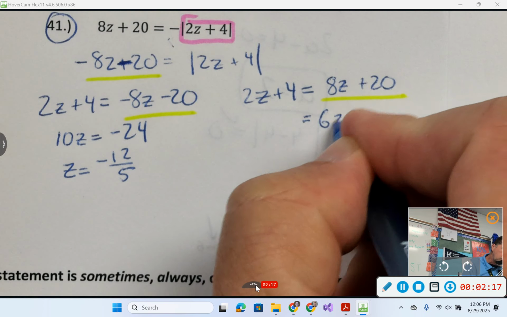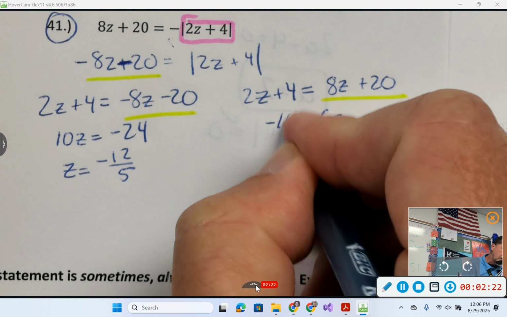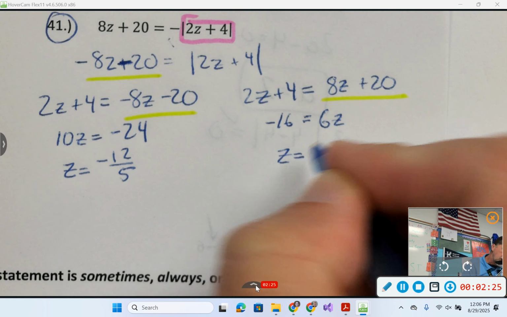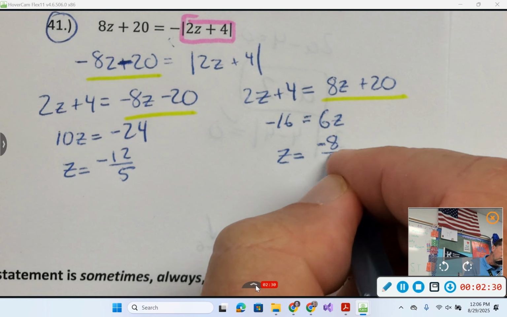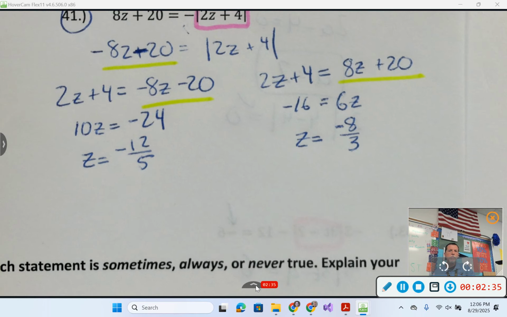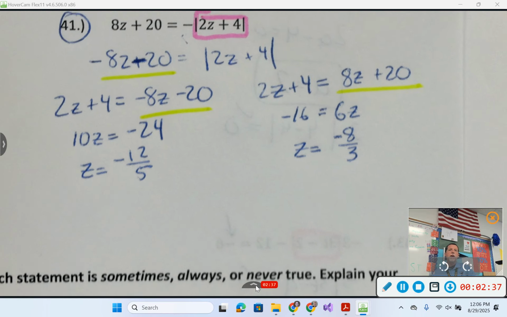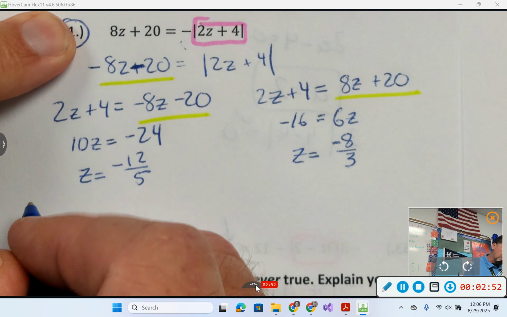Okay, subtract 2z to get 6z, subtract the 20 to get negative 16. And negative 16 over 6 would be negative 8 over 3. Great, two fractions to check. When I check them, where do I check them? All the way back at the top. If you check them somewhere other than that, you might get an answer that works and shouldn't work. So make sure you're checking all the way back at the beginning.